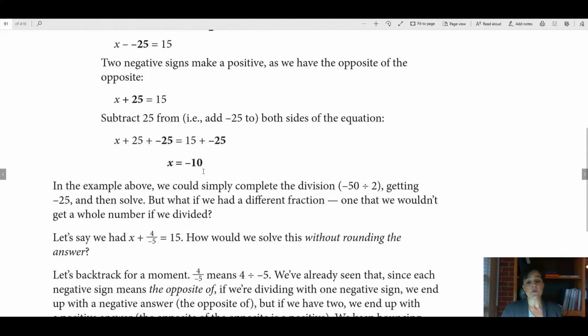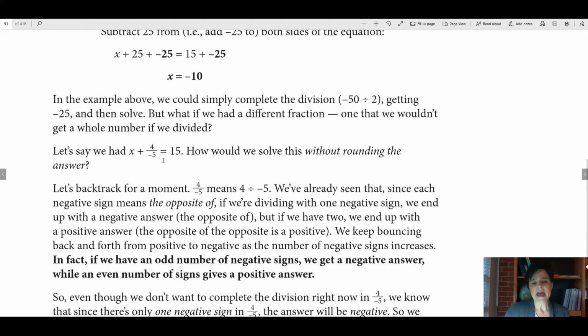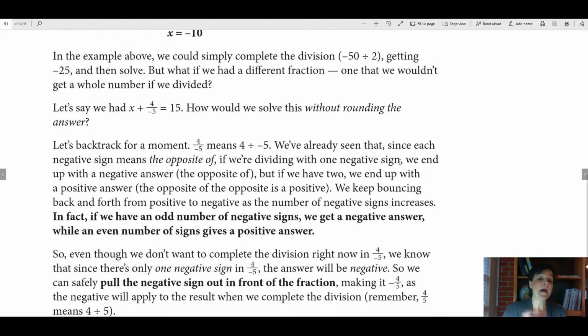Now in this example, we could simply complete the division, negative 50 divided by 2, getting negative 25, and then solve it. But what if we had a different fraction, one that wouldn't get a whole number if we divided? Let's say that we had x plus 4 over negative 5 equals 15. How could we solve this without rounding the answer? So we're going to backtrack for a moment. 4 over negative 5 means 4 divided by negative 5.